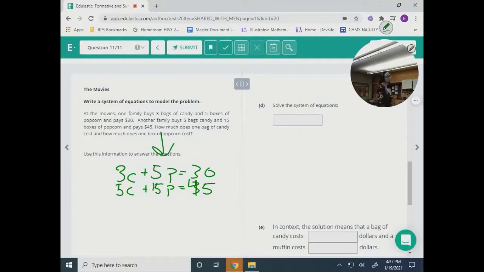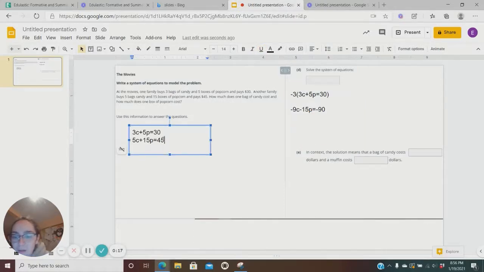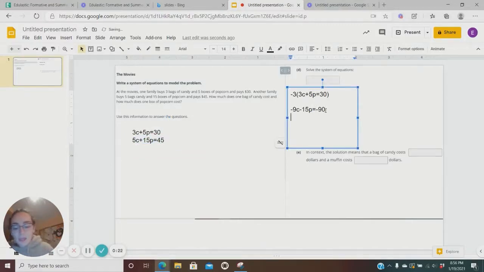Multiply my first equation by -3. -3 times 3C plus 5P is equal to 30. When we distribute it out, -3 times 3C gets me -9C, -3 times 5 gets me -15P, and -3 times 30 equals -90. Then I'm going to copy and paste my other equation in, and I'm going to cancel out my p's.